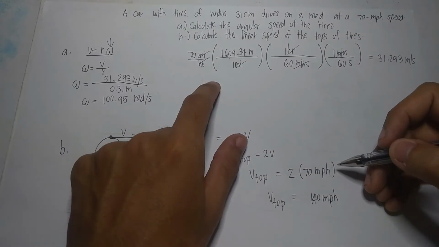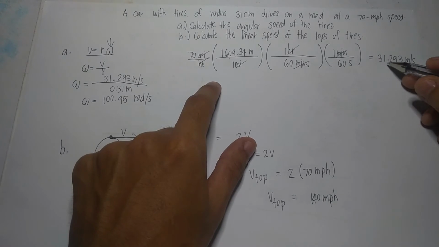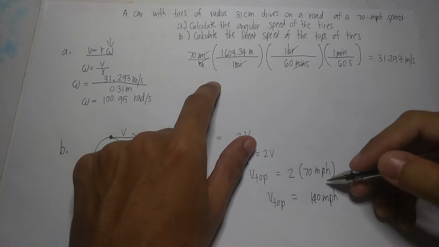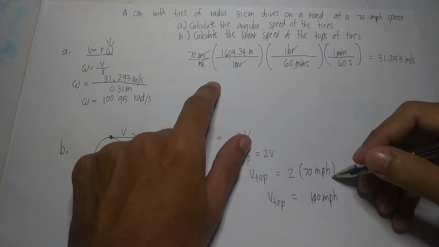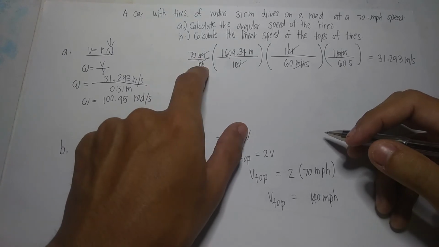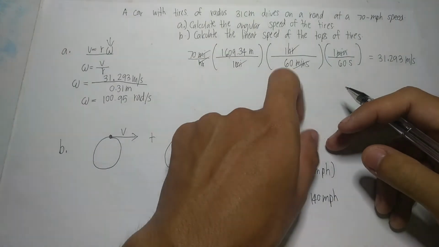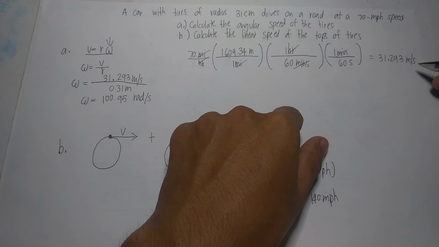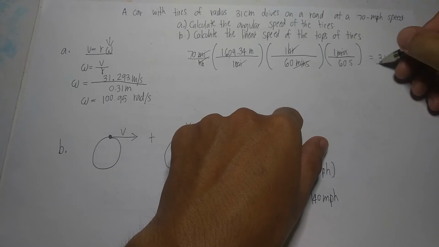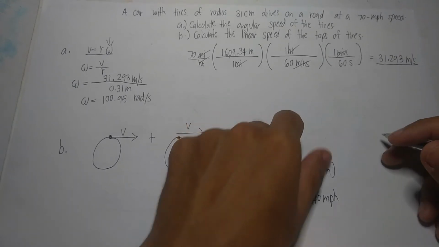And by calculating, we will arrive at 31.293 meters per second. We should also note that there are some unit cancellations that will occur, such as the miles, hour, and the minutes. The value that will be left out is meter all over second. So this is the derived linear velocity.